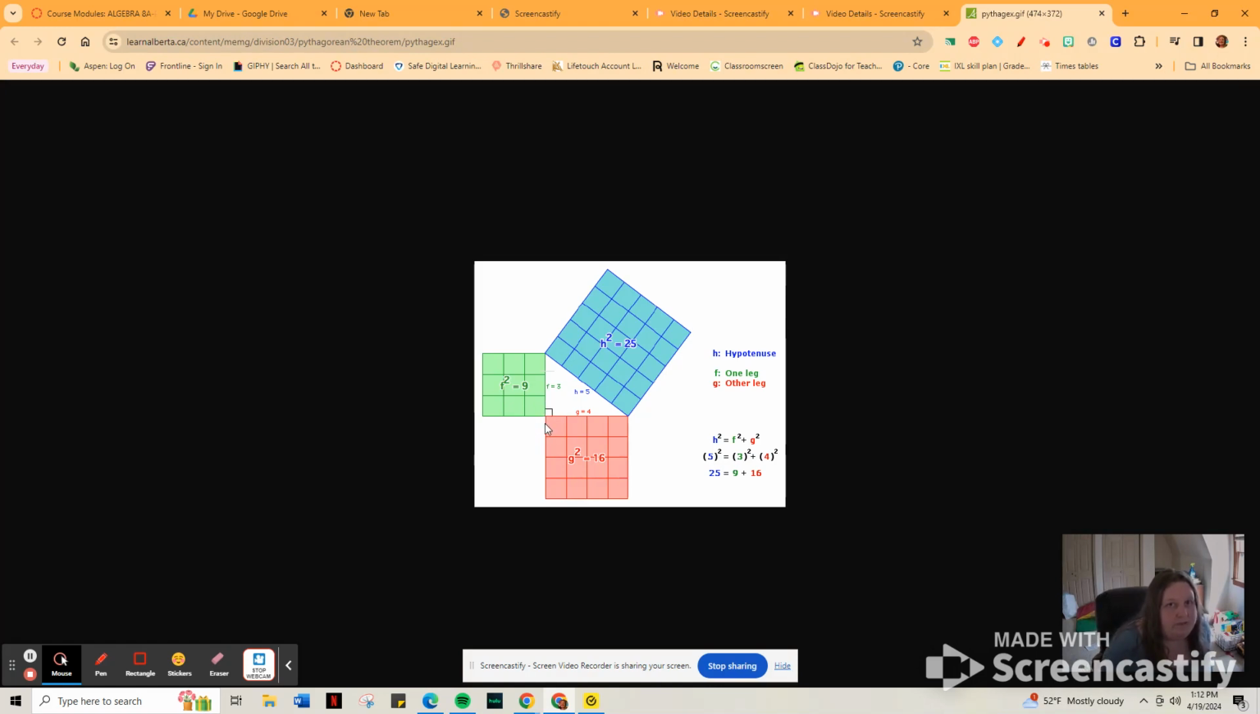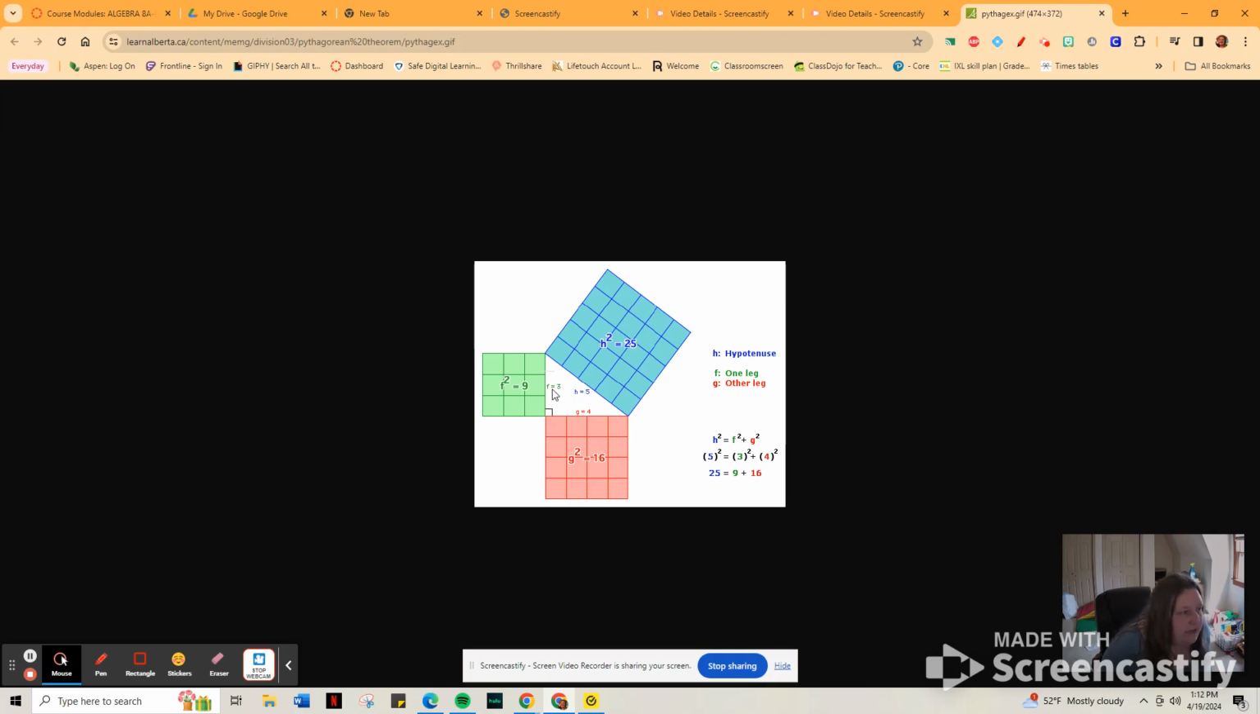So the Pythagorean theorem states that if you add the squares of the two smaller sides, their sum is the square of the largest side. The two smaller sides are typically called the legs, and then the largest side, which is across from the right angle, is called the hypotenuse.